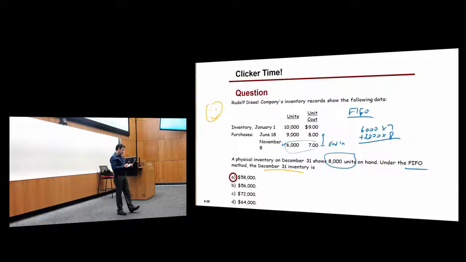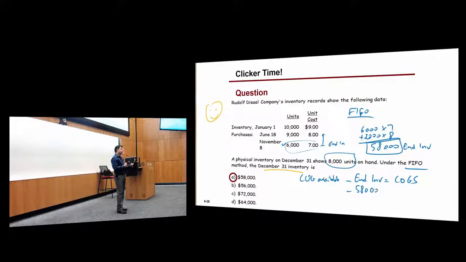Exactly. So this one will be 58,000, right? This is the ending inventory. First, you need to calculate the cost of goods available for sale. The cost of goods available minus ending inventory will be equal to cost of goods sold. We know that this one is 58,000.